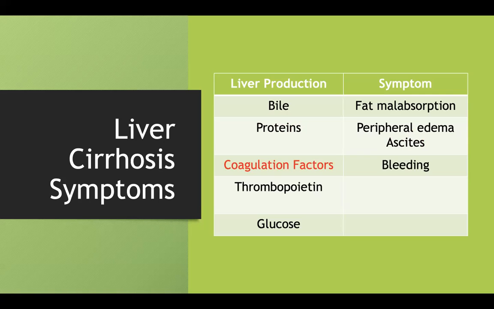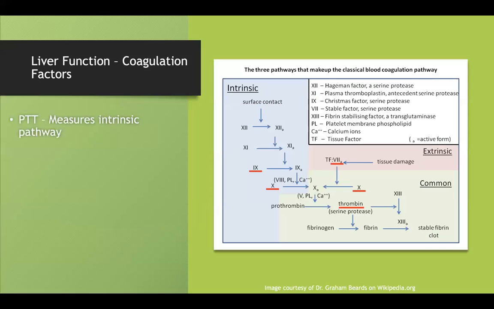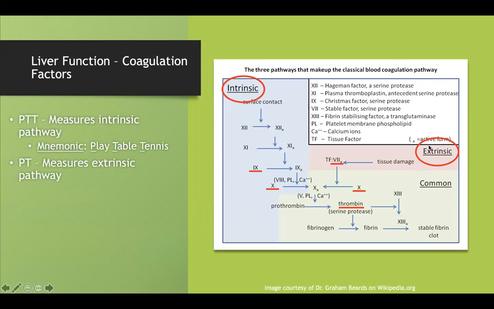Coagulation factors. Because the liver is responsible for coagulation factors, there's a theoretical risk of bleeding. And I'll show you. The PTT, we've talked about this in previous lectures, measures the intrinsic pathway, so all of these guys here. The mnemonic is you play table tennis inside, so that's how you remember PTT, whereas the PT measures the extrinsic pathway, and you play tennis outside, so that's a good way to remember that tennis is for extrinsic.